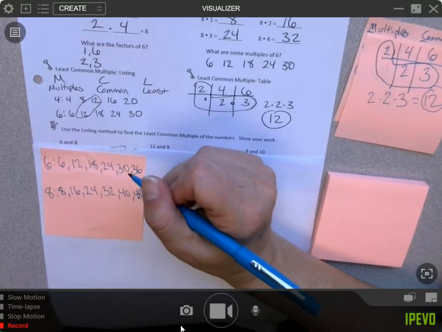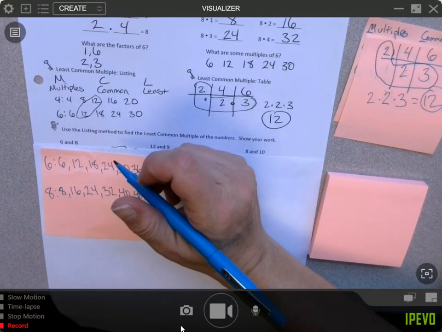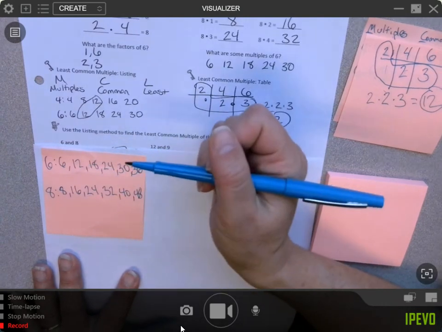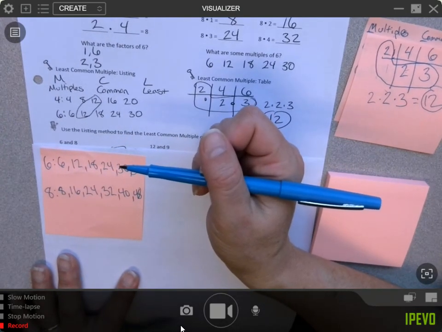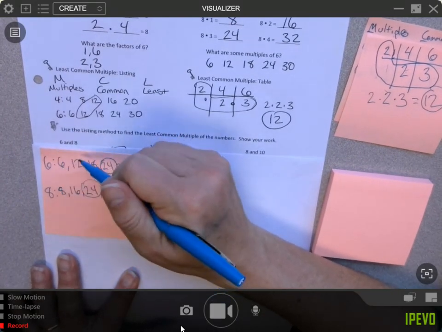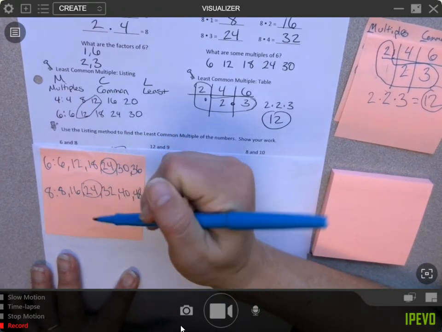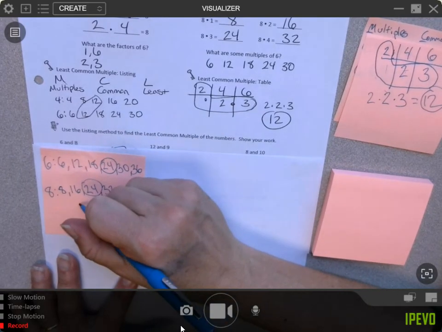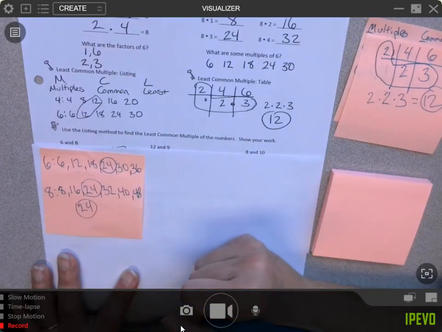Now what's my next step? Emma? See if we have any numbers in common. Does anybody see a common multiple? Sophie? 24. They didn't have anything below 24, and I want the least. That's my smallest one. So I know my least common multiple is 24.